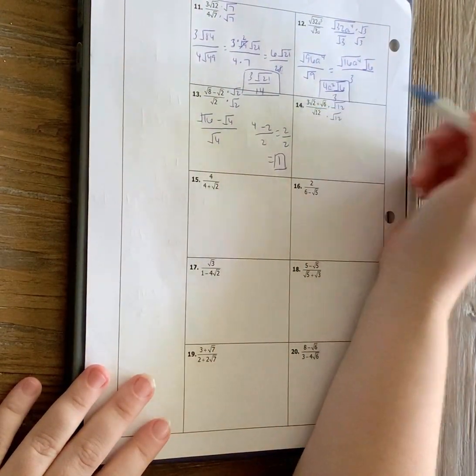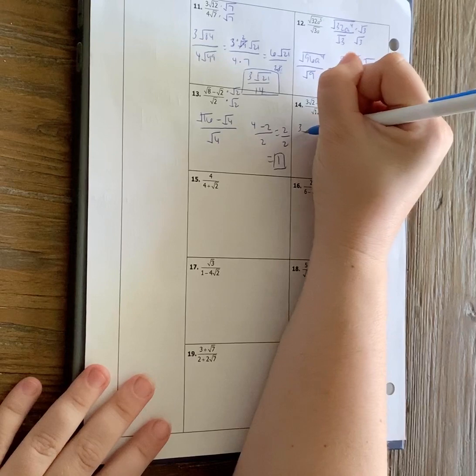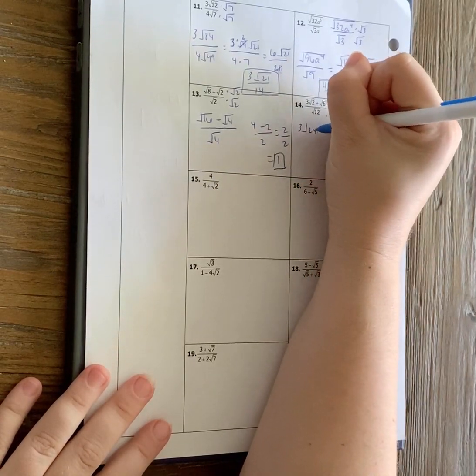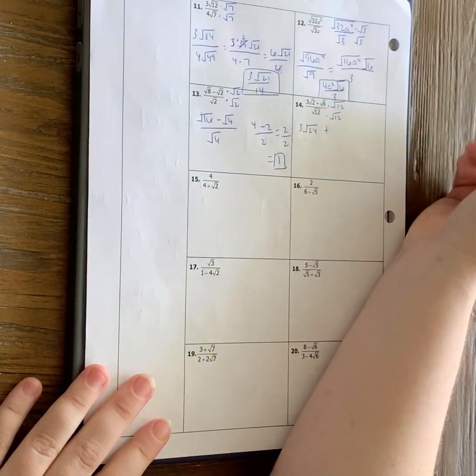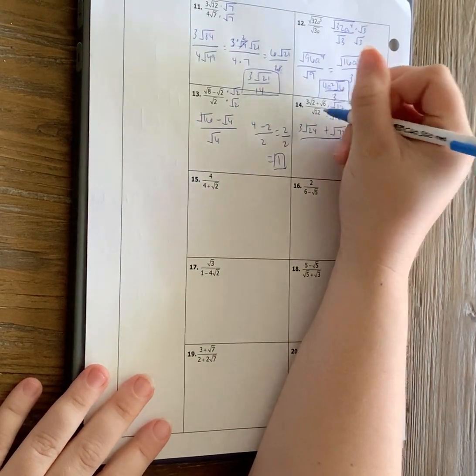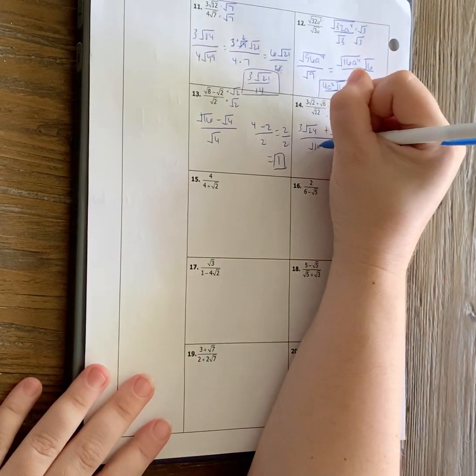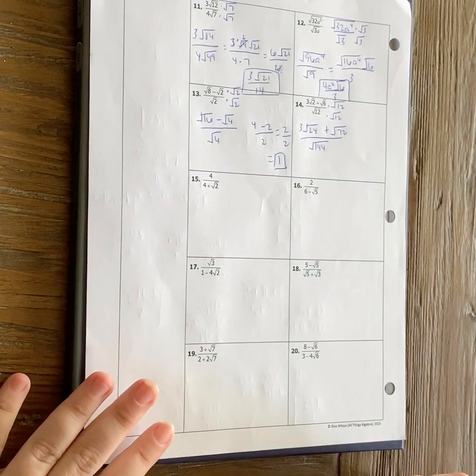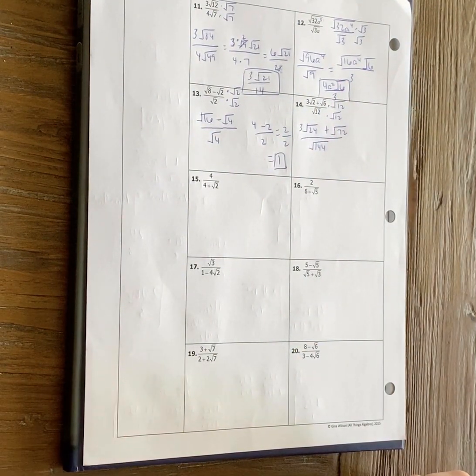So 3 square root of 2 times the square root of 12 is 3 square root of 24. Square root of 6 times the square root of 12 is the square root of 72. Square root of 12 times the square root of 12 is square root of 144. Okay, then we want to simplify.